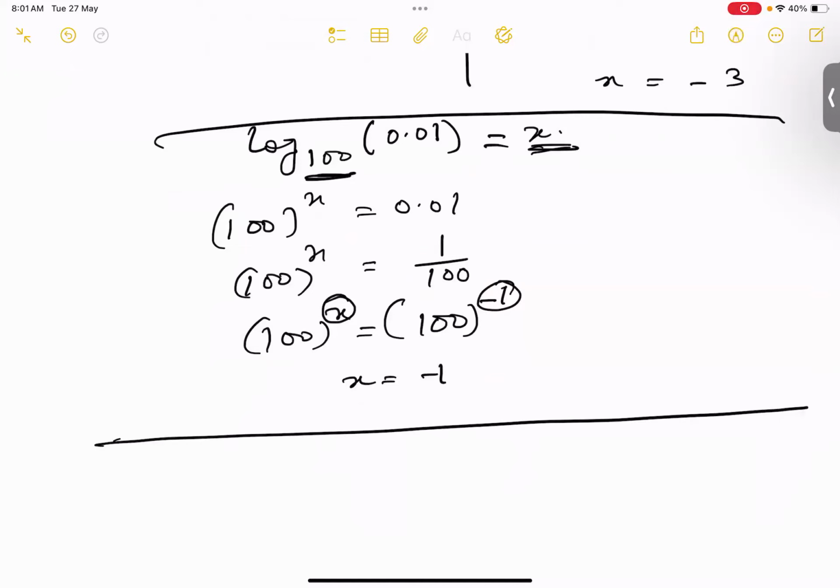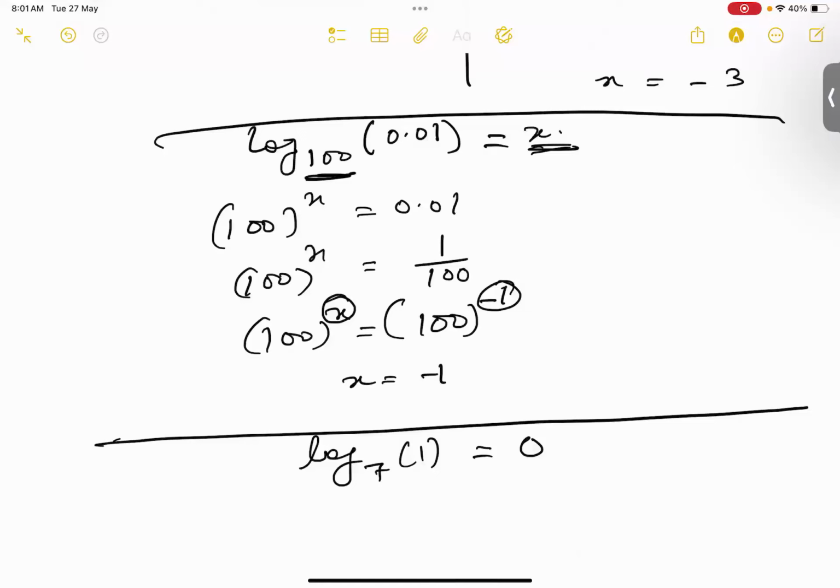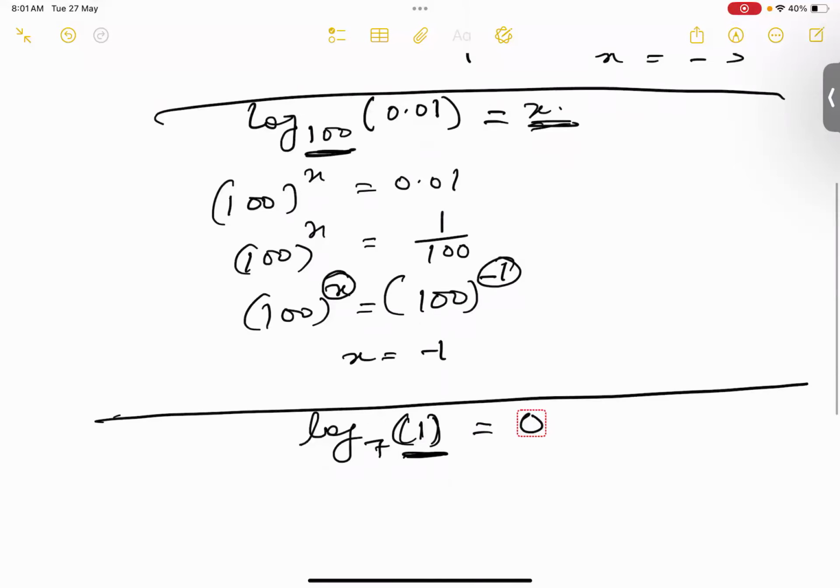One thing, okay? In exam time, if they ask you to find the log base 7 of 1, what is the answer here? Can anyone tell me? It will always be 0, okay? If the number is 1, it will automatically become 0.